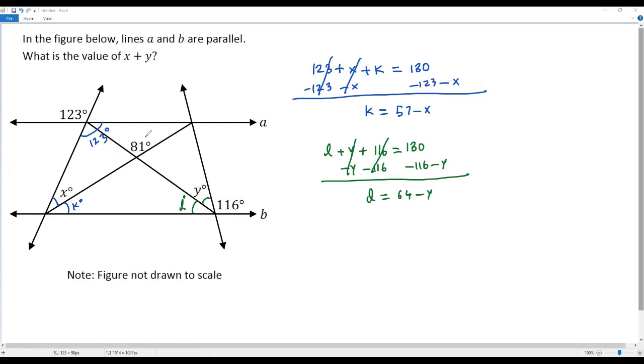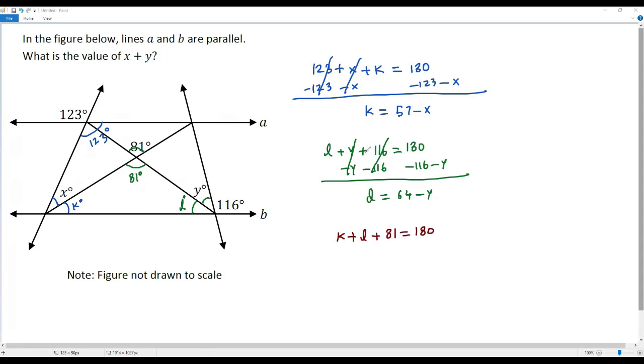And now let's consider this angle measure. That is 81 degrees. What is the measure of this angle? It must be 81 because this one and this one are vertical angles. They must be equal to each other. Now let's consider the triangle we have over here. In this triangle, this k, L and 81 are the three interior angles. In any triangle, the three interior angles will add up to 180 degrees. That is k + L + 81 equals 180.